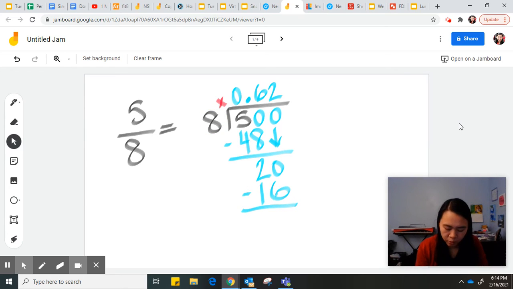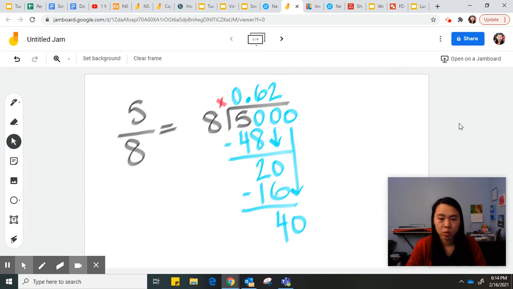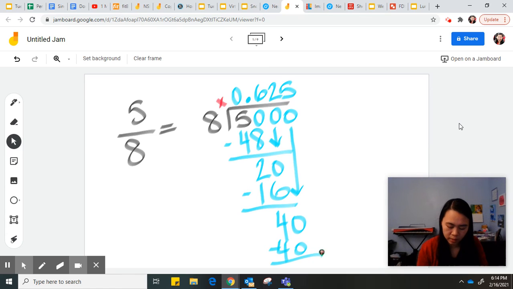20 minus 16 is 4. Now I bring down. I have nothing there, so I'm going to bring down another 0. Okay, let's keep going. How many times can 8 go into 40? Perfect, 5 times. Okay, now we can multiply again. 5 times 8 is 40. So when we subtract this time, we get 0.